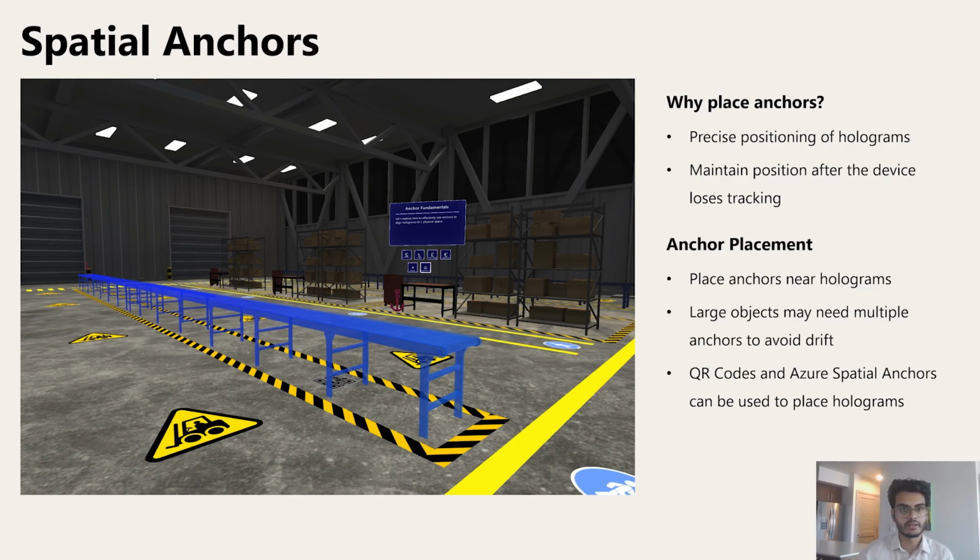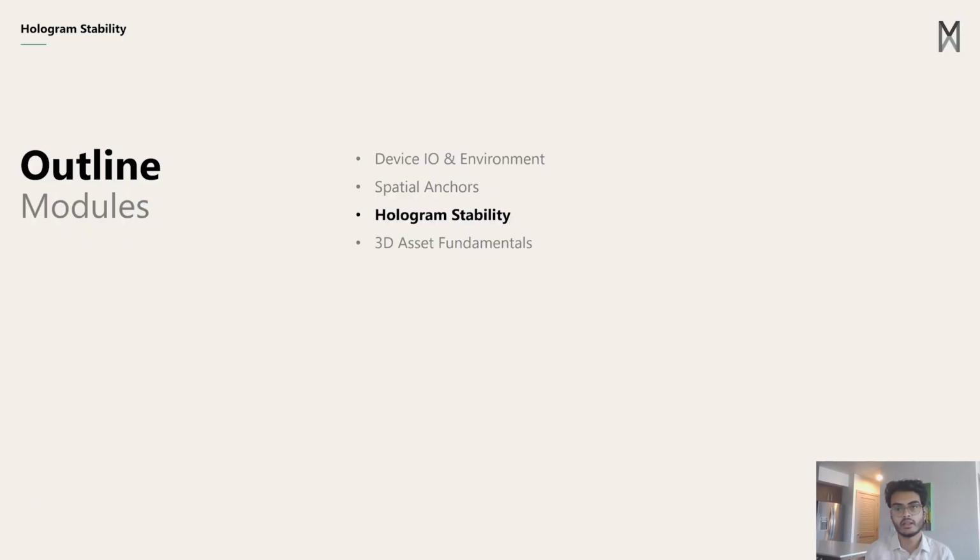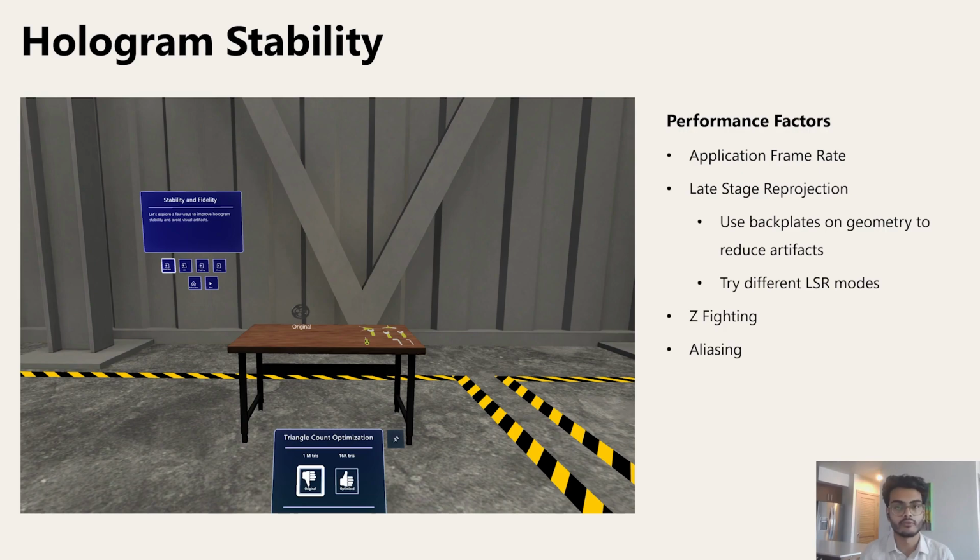All right, so that covers everything with spatial anchoring. The next module that we cover is hologram stability. In hologram stability, we're mainly focused on performance factors that can affect the rendering of holograms. So the first thing that we cover is the frame rate in your application. The main thing to keep in mind with HoloLens development is we highly recommend your app render at 60 frames per second at all times.